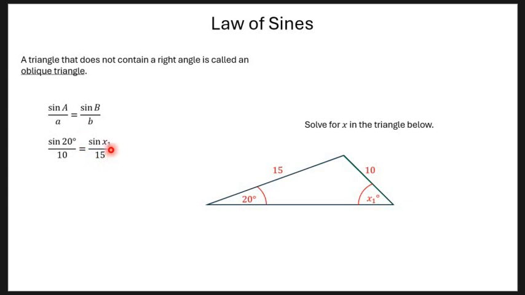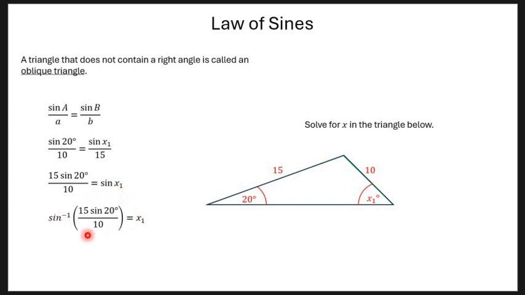And I can solve this by multiplying both sides by 15, and that gets the sine of x1 by itself. But then to finally solve for x1, all I have to do is take the arc sine of both sides. So the arc sine of the left side is the arc sine of 15 times the sine of 20 degrees over 10, and the arc sine of the sine of x1 is just x1. The arc sine and the sine are inverses of each other.